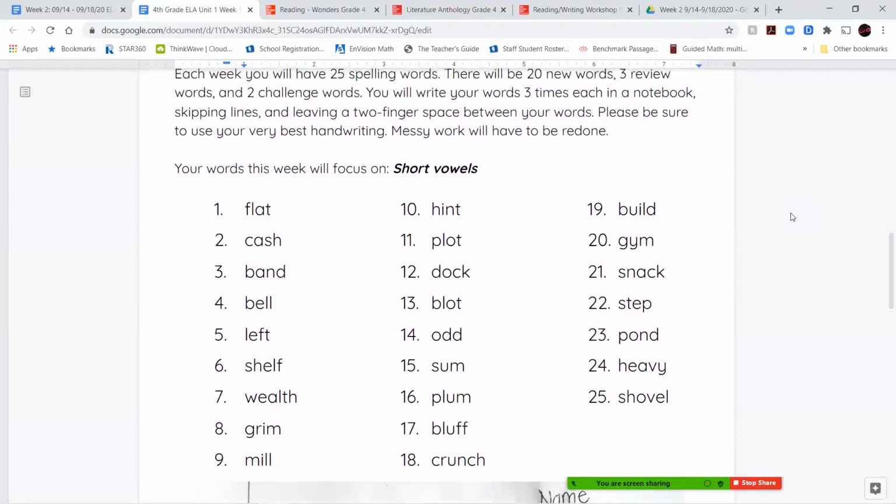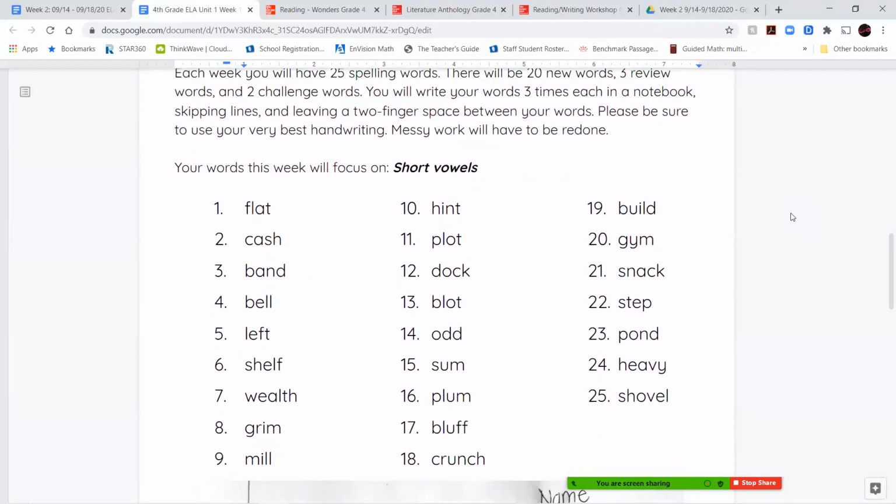So your words for this week are the word flat, cash, band, bell, left, shelf, wealth, grim, mill, hint, plot, dock, blot, odd, sum, plum, bluff, crunch, build, gym, snack, step, pond, heavy, and shovel.